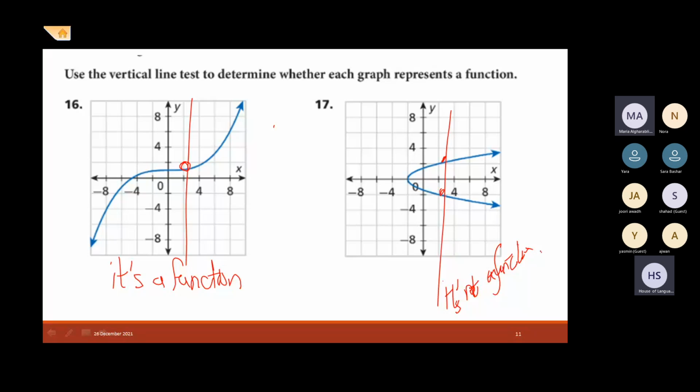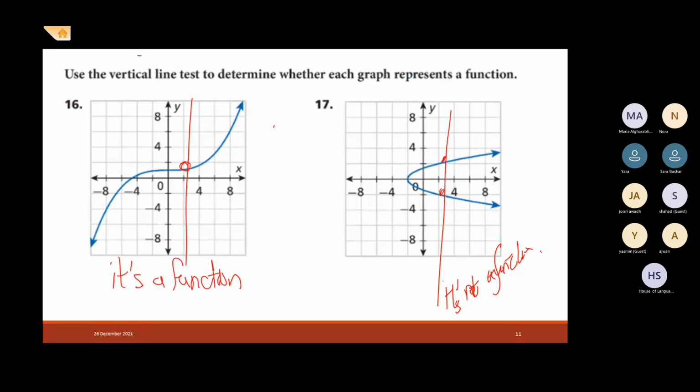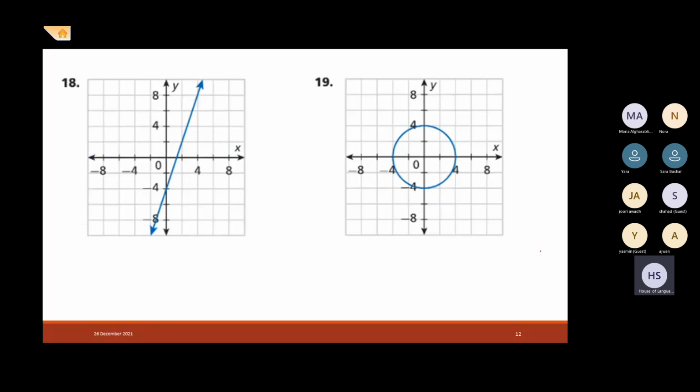Okay, let's solve this one, Amwaj. The third one here, number 18. One point, bravo. So it's cut in 1 point. So is it a function? Yes. Teacher, can I try to solve this one? Yes, Yajuri. Number 19. 2 points. It's not a function. Bravo. It's cut in 2 points. So it's not.